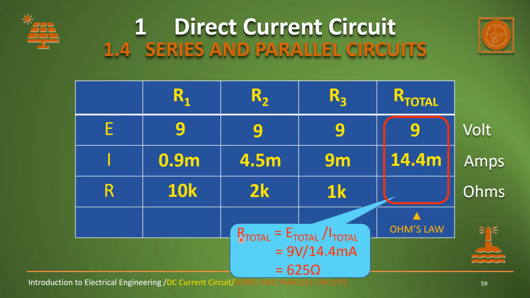The total resistor is equal to the total voltage drop divided by the total current. We know the voltage drop is 9 volt, and the total current is 14.4 milliamp. So we get the total resistance is 625 ohm. So we can fill this cell with 625 ohms.